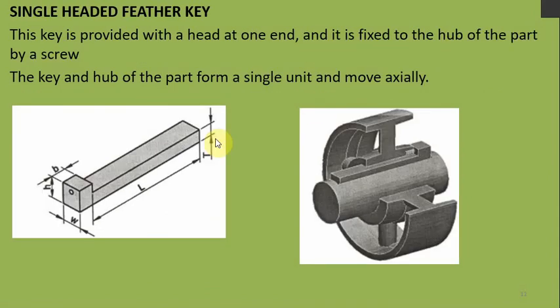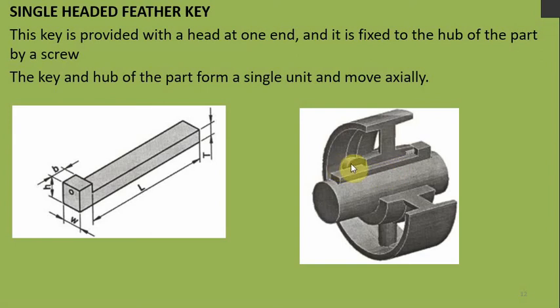Next one is the single headed feather key. It looks like our jib key only, but here it is a parallel key with a jib, and this head is provided with a hole. This key is provided with a head at one end, and it is fixed to the hub of the part by a screw. So through this hole we can connect this key with the hub portion, something like this. Here you can see how it is connected.